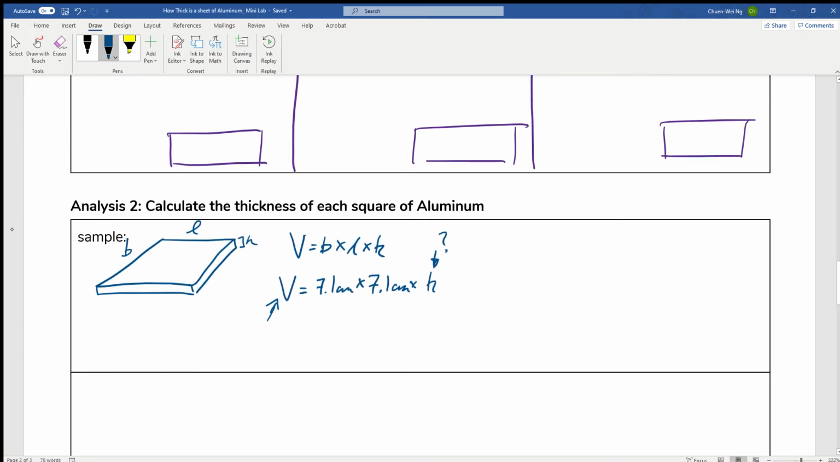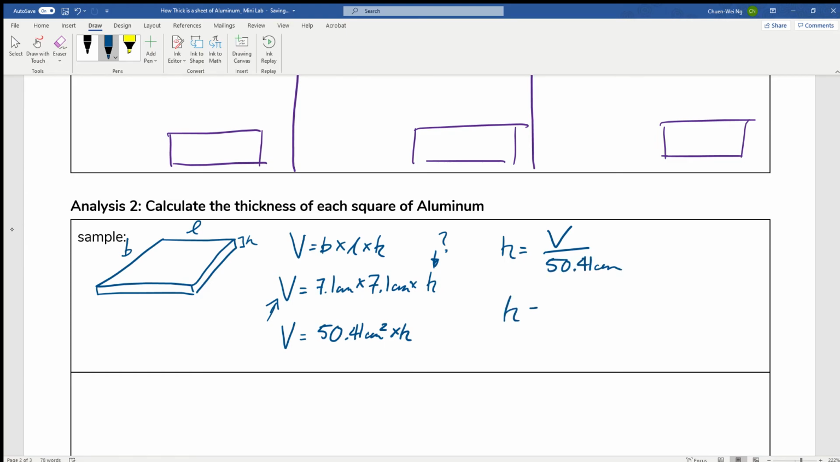But let's simplify it. And let's give you a derived equation. So V is equal to 7.1 times 7.1. I got 50.41. 50.41 centimeters squared times H. So if I needed to solve for H, solve for how thick it is, H is equal to your total volume divided by 50.41 centimeters squared.